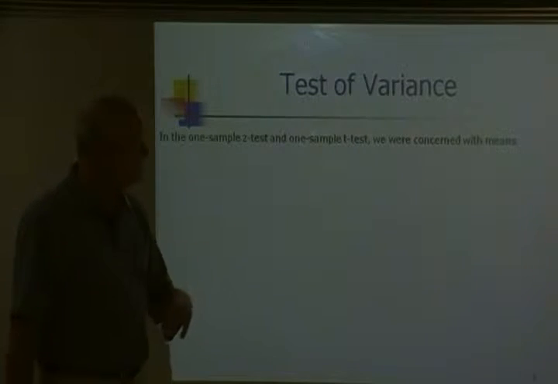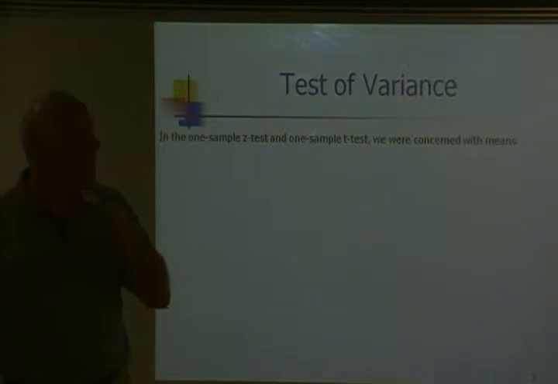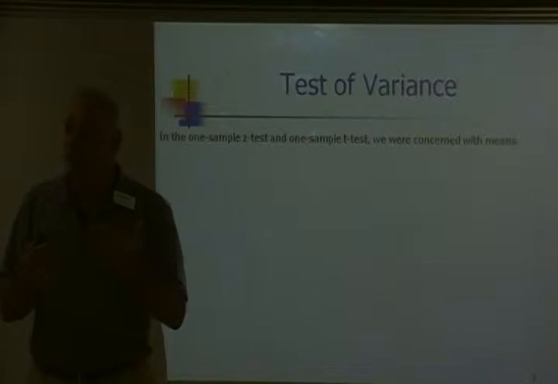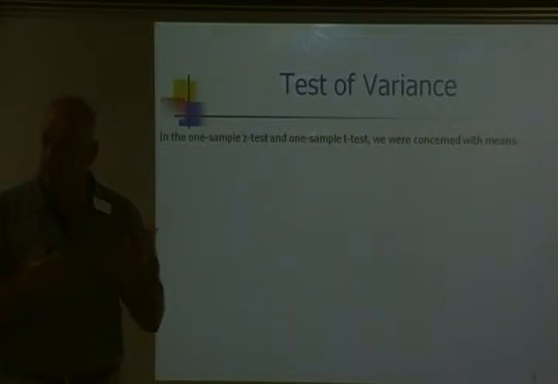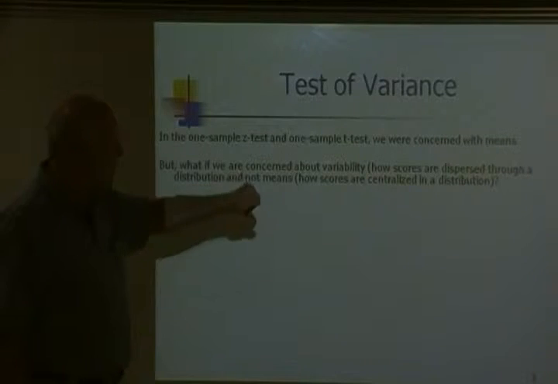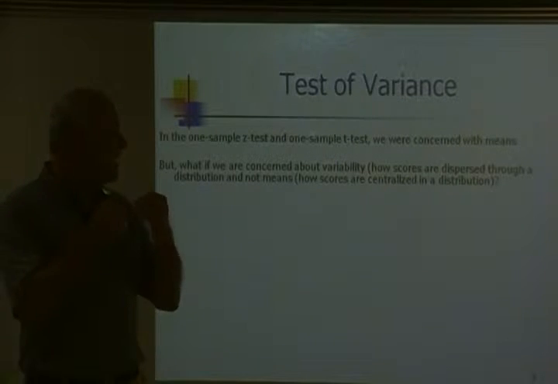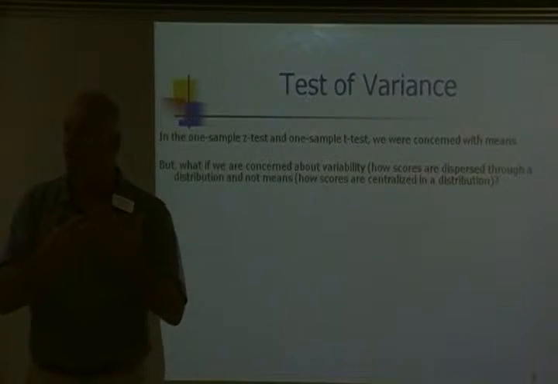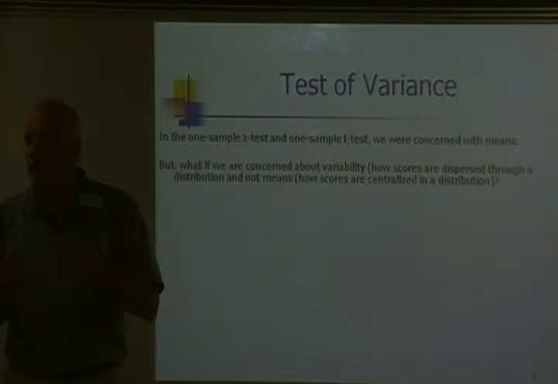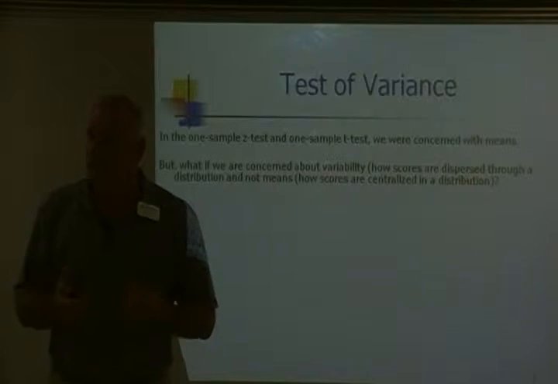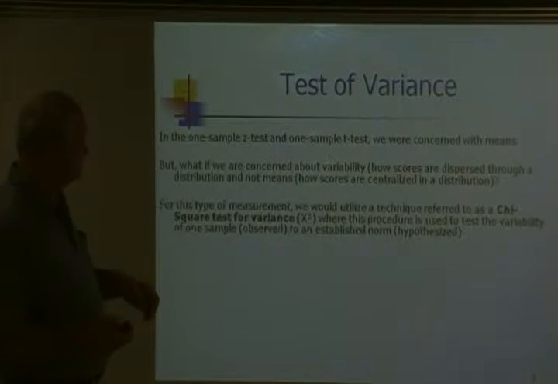So in the one sample z-test and one sample t-test, we were concerned with means, the averages of a sample to an established norm. But what if we're concerned about variability, or how scores are dispersed throughout a distribution, and not the means, how scores are centralized in a distribution? In a lot of cases in manufacturing, there is a big concern about the variability of a data set.